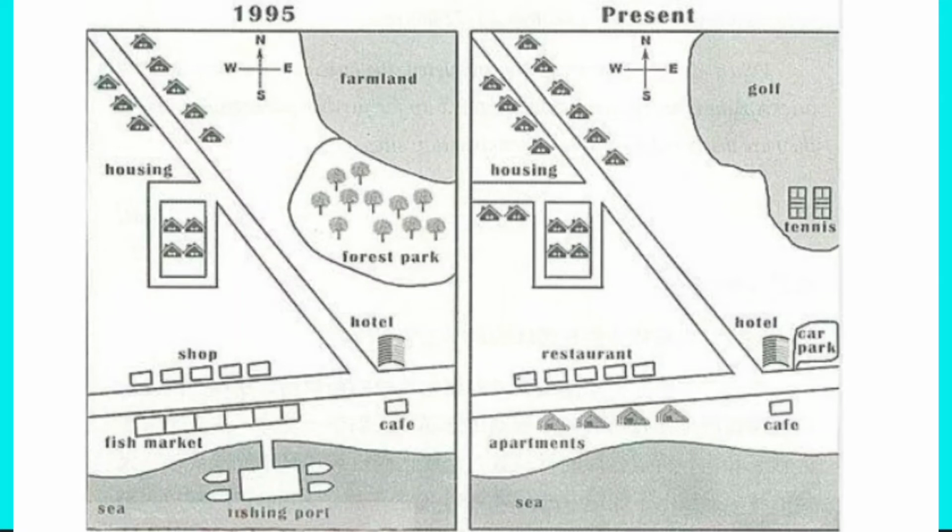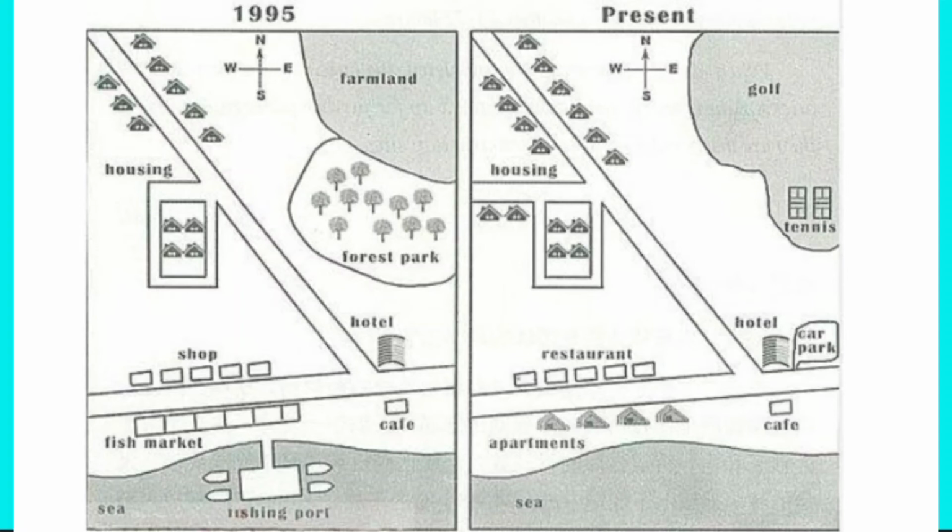Now, how to describe general changes? While writing an overview, we talk generally about the main changes that have occurred between the two maps. Now, examples of general statements we can use to describe changes in the towns and cities.